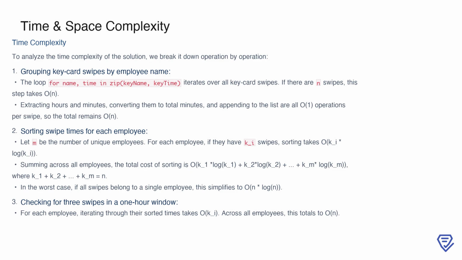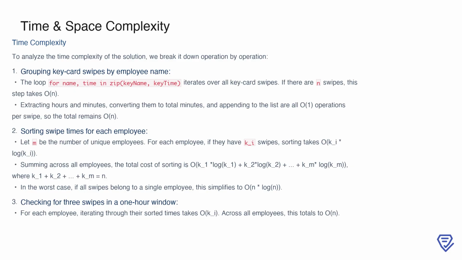Next, we sort the swipe times for each employee. Let's assume there are m unique employees. For any given employee, if they have k_i swipes, sorting their swipes takes k_i log k_i. When we sum this sorting cost across all employees, we get a total of k_1 log k_1 plus k_2 log k_2 plus k_m log k_m, where the sum of all swipes across employees equals n. In the worst case, if all swipes belong to a single employee, this simplifies to n log n.